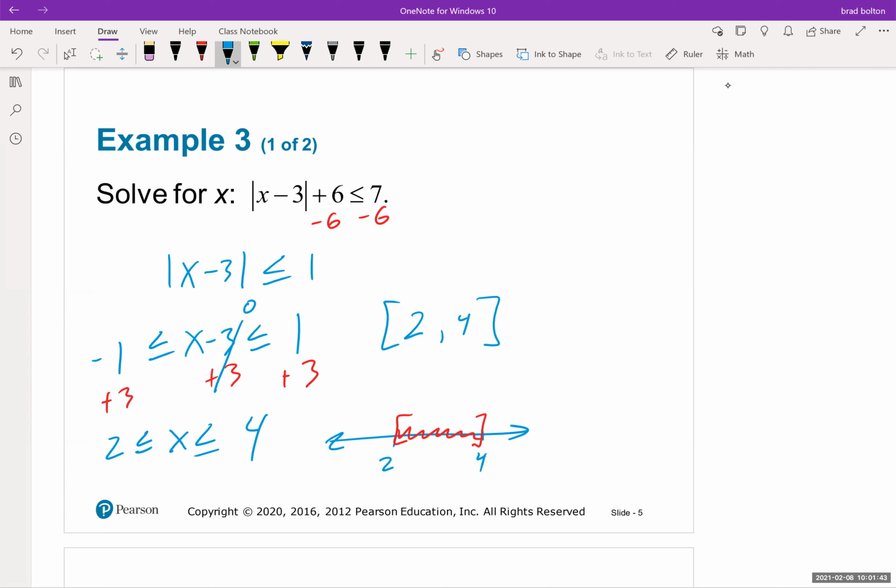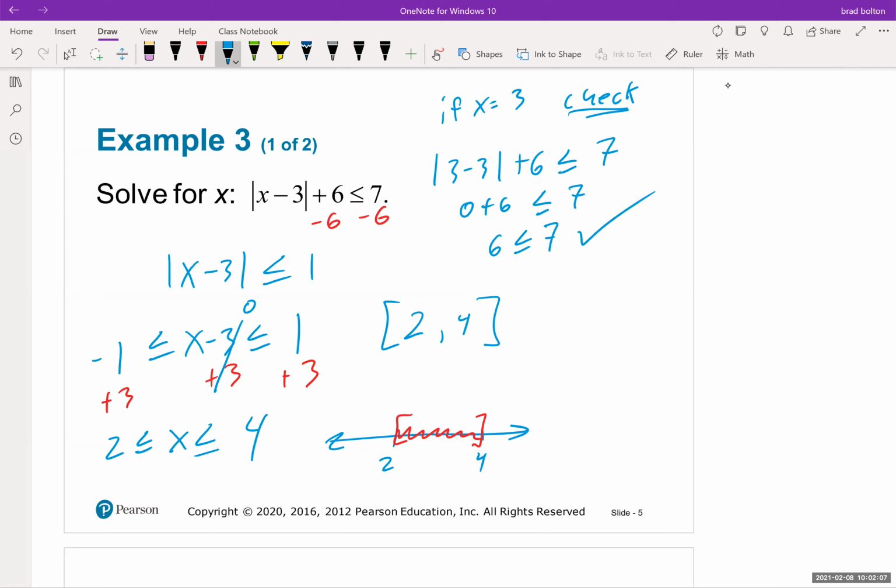Now, again, you can go back in and check. A number that should work is 3. So what happens if X equals 3? We should get a true statement. So I'm going to take the absolute value of 3 minus 3, plus 6 is less than or equal to 7. So this is 0 plus 6 is less than or equal to 7. Is 6 less than or equal to 7? Check. So this interval works. Remember, with intervals, they're really nice. If one of them works, they all work. If one of them breaks, they all break.